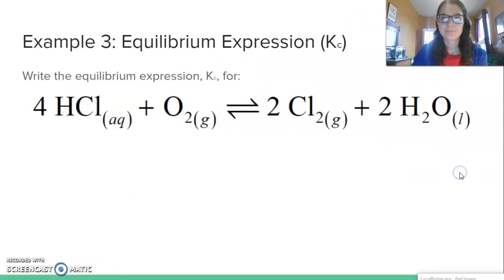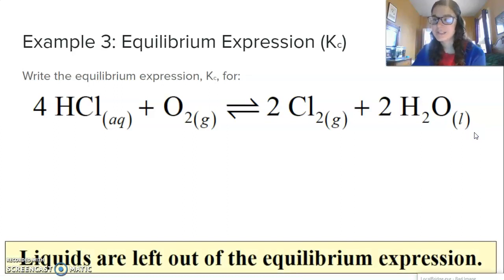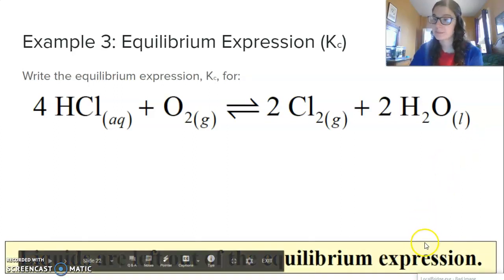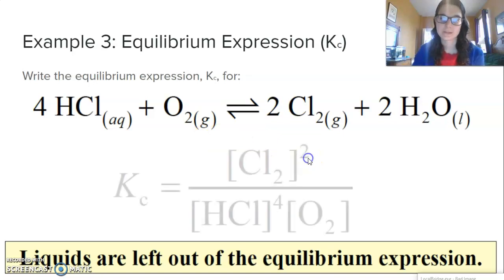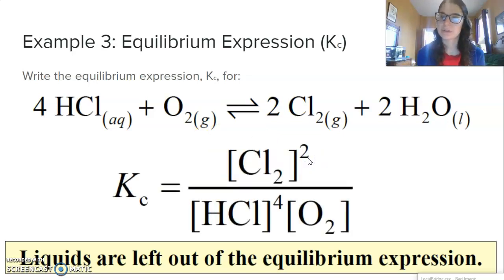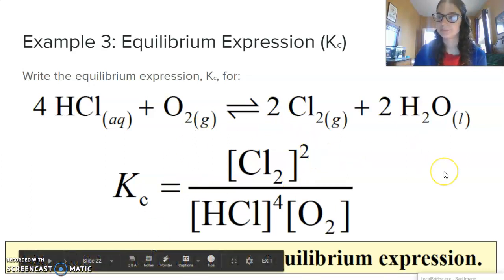In this example, we have an aqueous solution, a gas, and a liquid. For this, another tip: liquids are also left out of the equilibrium expression. So I will not be including water in my equilibrium expression. In this case, I only have one product, Cl2. The concentration of chlorine gas will be raised to the second power, and then I divide by the concentration of HCl to the fourth power times the concentration of O2 gas to the power of 1, which again, I don't show in the final answer.